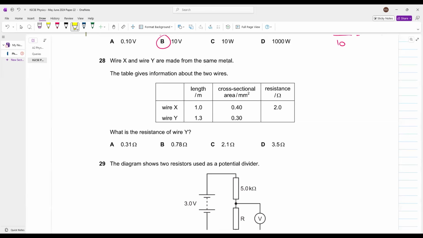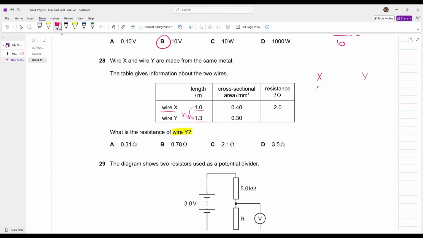Wire X and Y are made from the same metal. The table gives information about the two wires. What is the resistance of wire Y? You have to calculate the resistance of wire Y. Perfect. Can you realize wire X की लेंथ क्या है? 1. वायर Y की लेंथ क्या है? 1.3. That means what is happening? लेंथ क्या हो रही है? 1.3 times हो रही है. Let me do it here. Wire Y, wire X.